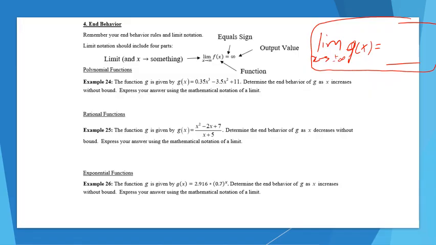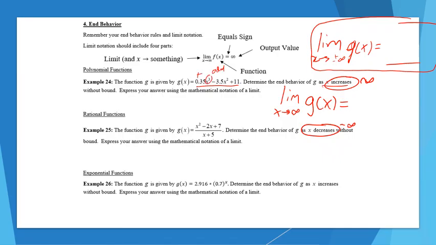So here, the function g is given by this polynomial function. Find the end behavior as x increases. This should be the limit as x approaches infinity, so only have one limit statement of g of x equals, and remember, as x increases is positive infinity, as x decreases is negative infinity. And now, because this is a positive leading coefficient and an odd degree, this is going to behave like y equals x. So as x goes to the right forever, this is going up to positive infinity there.